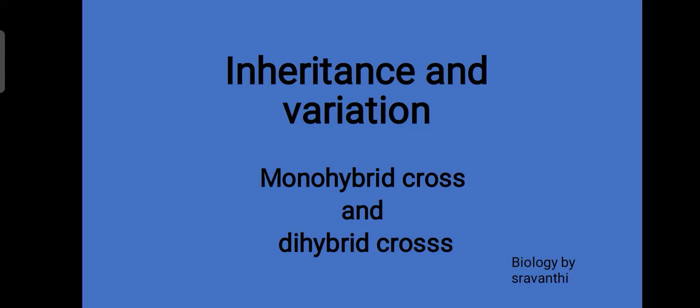Today we are going to discuss inheritance and variations. Based upon the Mendelian principles of inheritance, the experiment was based upon the pea plant. Mendel explained the Mendel principles using 7 contrasting characters. Based upon those principles, today we are going to discuss the monohybrid cross and dihybrid cross. First, we go with the monohybrid cross.